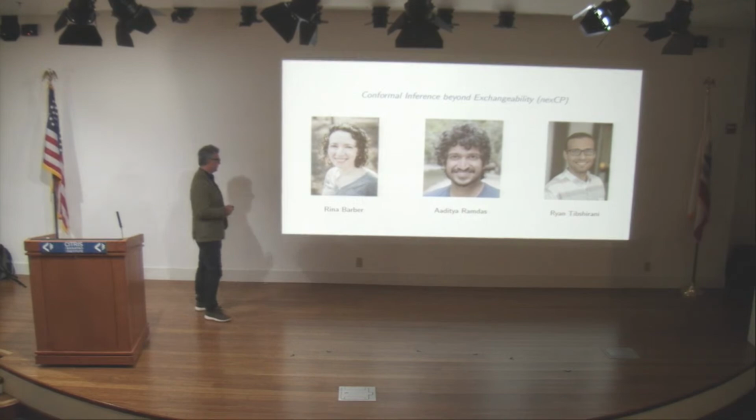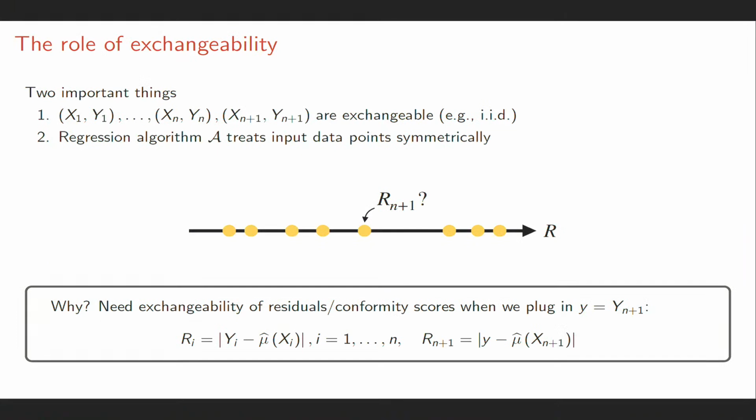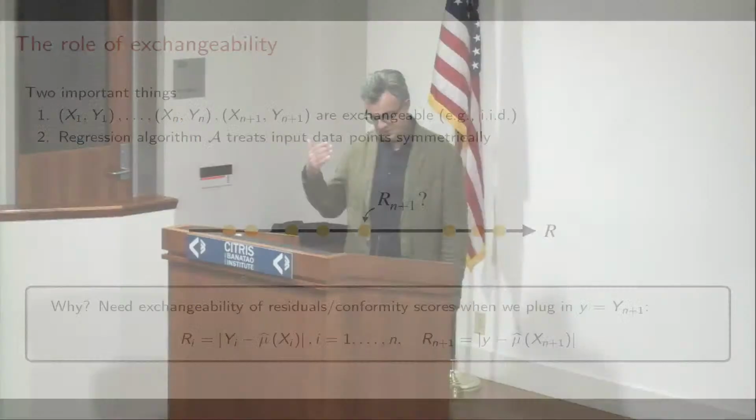Okay, and now we're going to go back to the roots of conformal inference. Conformal inference assumes exchangeability in two places, really. There are two important things. One is I need to give you exchangeable data. The past needs to be representative of the future. And so I need to give you exchangeable data.